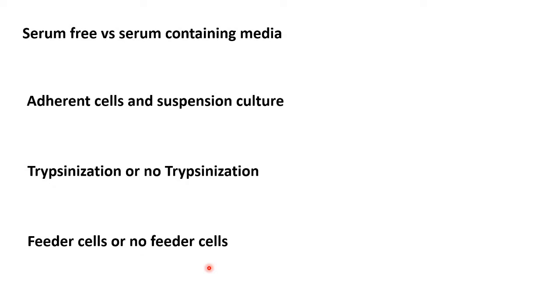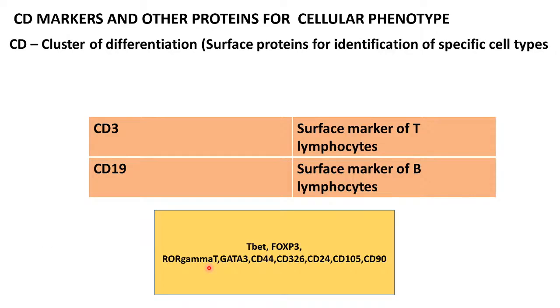Now we discuss some complex things. I have already discussed yesterday that different types of cells in cell culture can be recognized by their cellular phenotype, and this phenotyping we do by utilizing the CD proteins, the cluster of differentiation proteins. We also used CD3 yesterday, which was the marker of T lymphocyte, and CD19, which was the marker of B lymphocyte, and there are many different molecules which can be utilized to identify the cells and whether you are growing the correct cell or not.